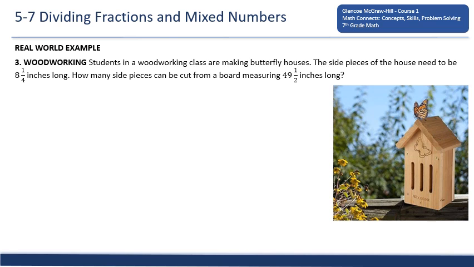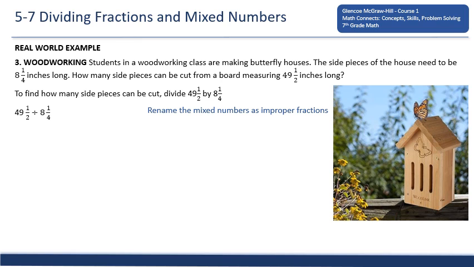Real world example. Woodworking. Students in a woodworking class are making butterfly houses. The side pieces of the house need to be 8 1/4 inches long. How many side pieces can be cut from a board measuring 49 1/2 inches long? So to find out how many side pieces can be cut, divide 49 1/2 by 8 1/4. So we need to convert both of those mixed numbers into improper fractions. So 49 times 2 is 98, plus 1 is 99. We have 8 times 4 is 32, plus 1 is 33.